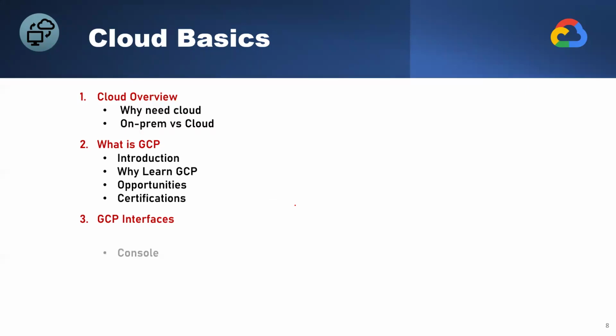So we have the console to interact with the GCP services, which is a web-based graphical user interface. We have a shell environment, which is also a web-based command line interface. We have a Cloud SDK, which is a local-based command line interface. So we have three interfaces to interact with the GCP services: one is console, cloud shell, and Cloud SDK.